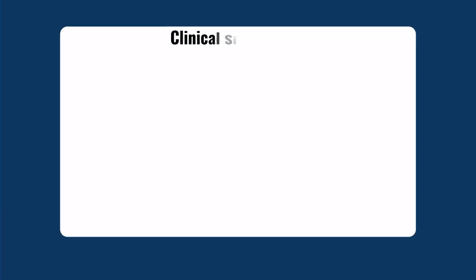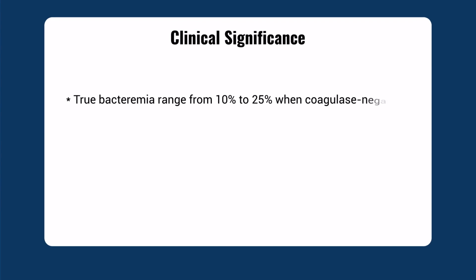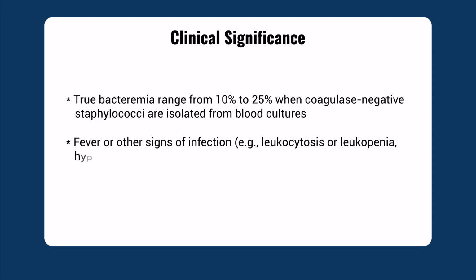The clinical significance of CoNS: true bacteremia ranges only from 10 to 25%, provided there is repeated culture presence of the bacteria. Even if the blood culture twice or thrice repeatedly grows CoNS, that is the time when we need to treat the patient. Or secondly, when there is a clinical correlation of the patient with fever or signs and symptoms of sepsis.